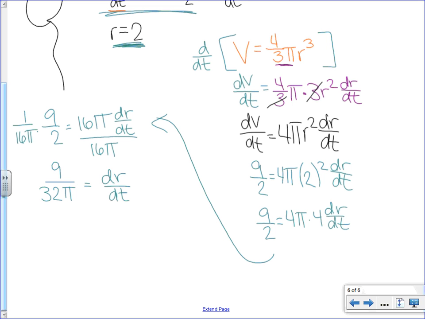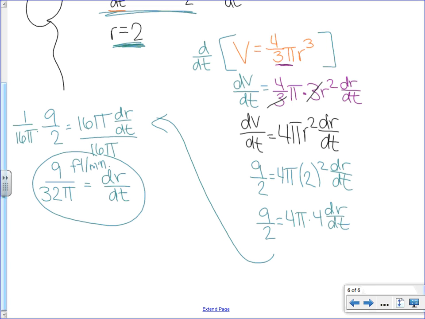And that's it, although I should probably put units on this. This is feet per minute. So the radius of my balloon is changing at a rate of 9 over 32 pi feet per minute when the radius is equal to 2.